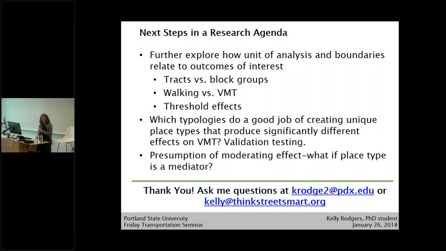The other validation testing question is, and again, I haven't fully thought out this line of research, looking at predicted and observed travel behavior and how well that relates based on the different place typologies. So using different types of place typologies in the same space and seeing which one seems to line up the best. But I haven't gotten very far in that line of thinking.